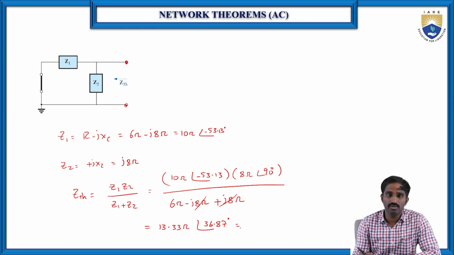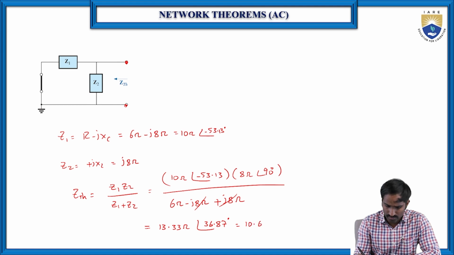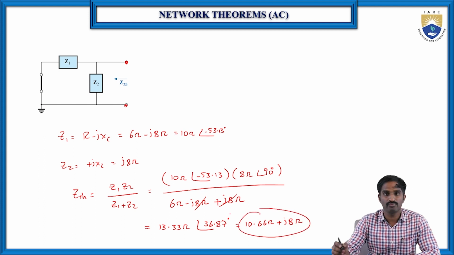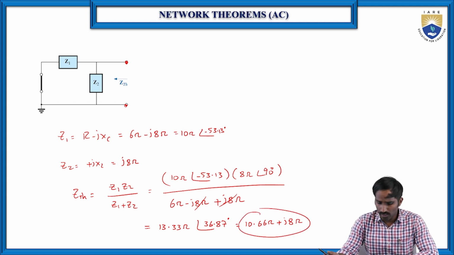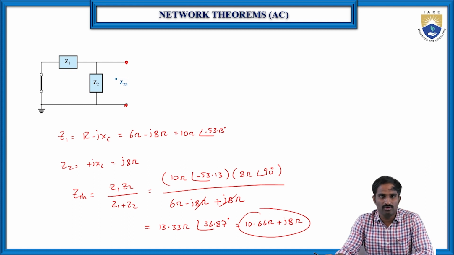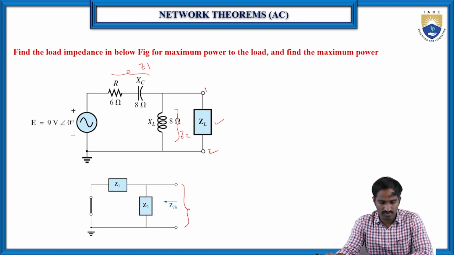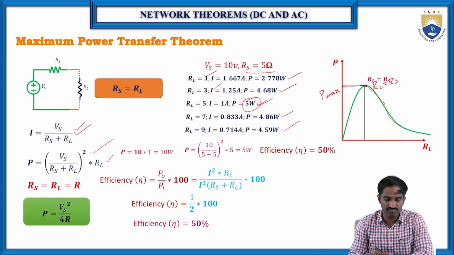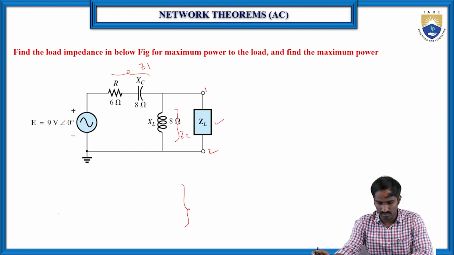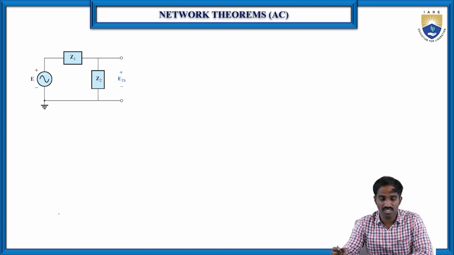If you convert this again into rectangular form, you will get 10.66 ohms plus J8 ohms. So this is the value of your Z Thevenin. Now we need to find the E Thevenin value also, because the equivalent circuit has E Thevenin and Z Thevenin. The equation is P maximum equals E Thevenin squared by 4R, so that is what we need to find now.